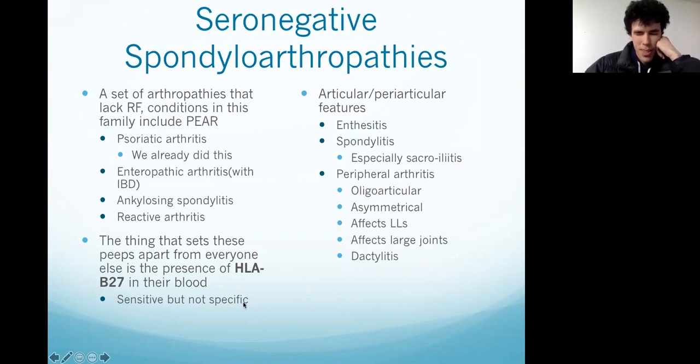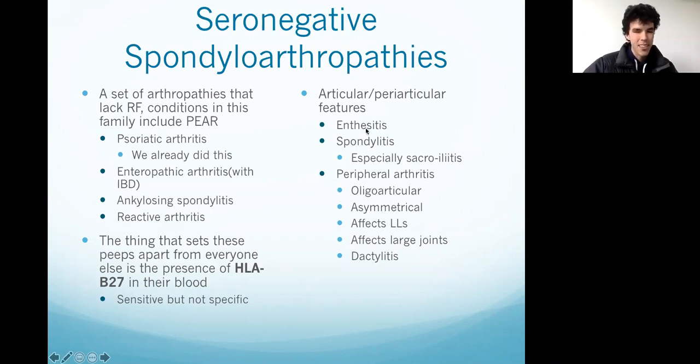So it's sensitive but not specific, which means that you can use it to say that they don't have one of these conditions. So if you get a negative result, you're pretty confident that they don't have it, because everyone who has it will have HLA-B27, but not everyone who has HLA-B27 will have the condition. So these features are kind of quite wishy-washy.